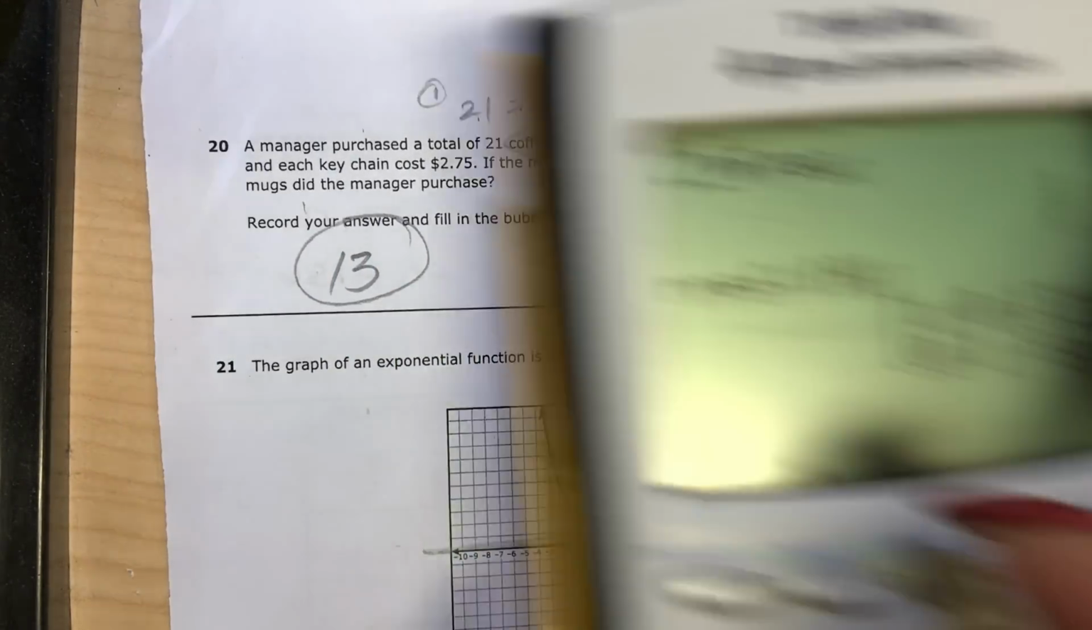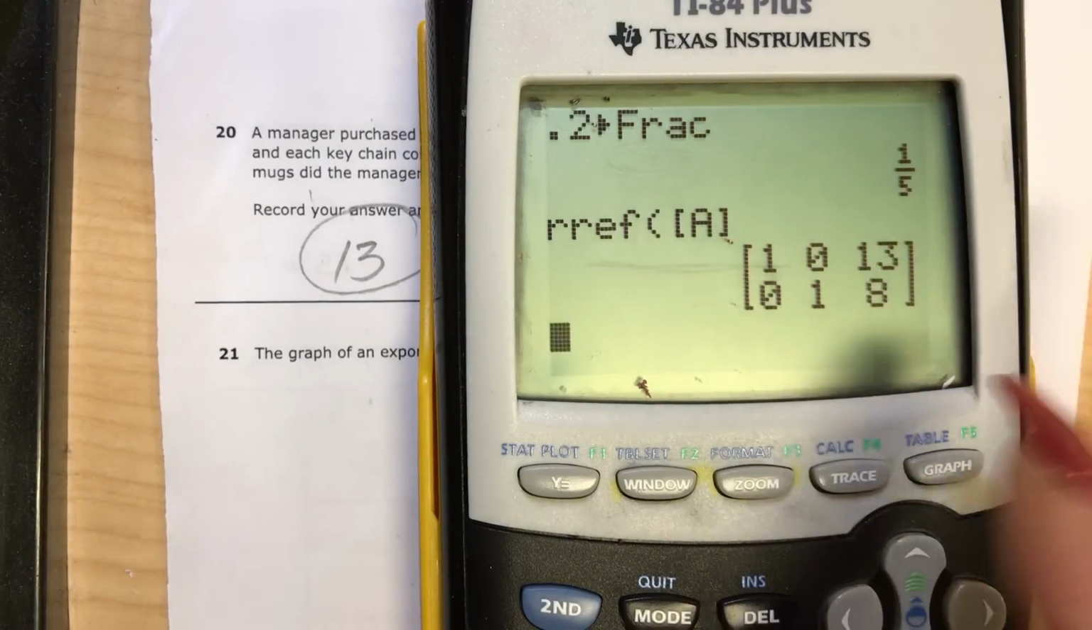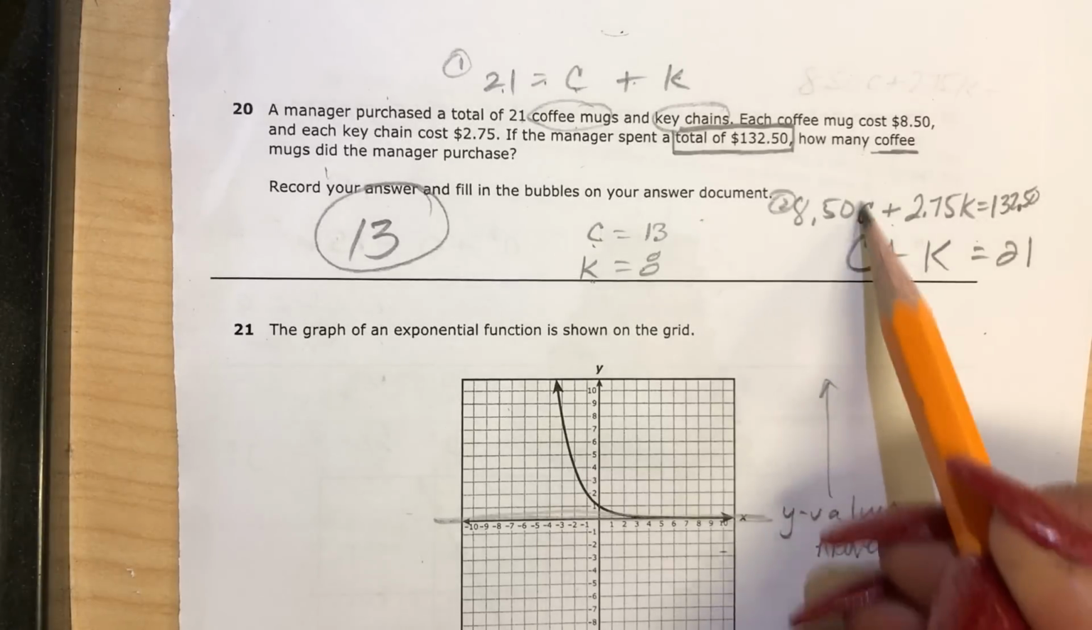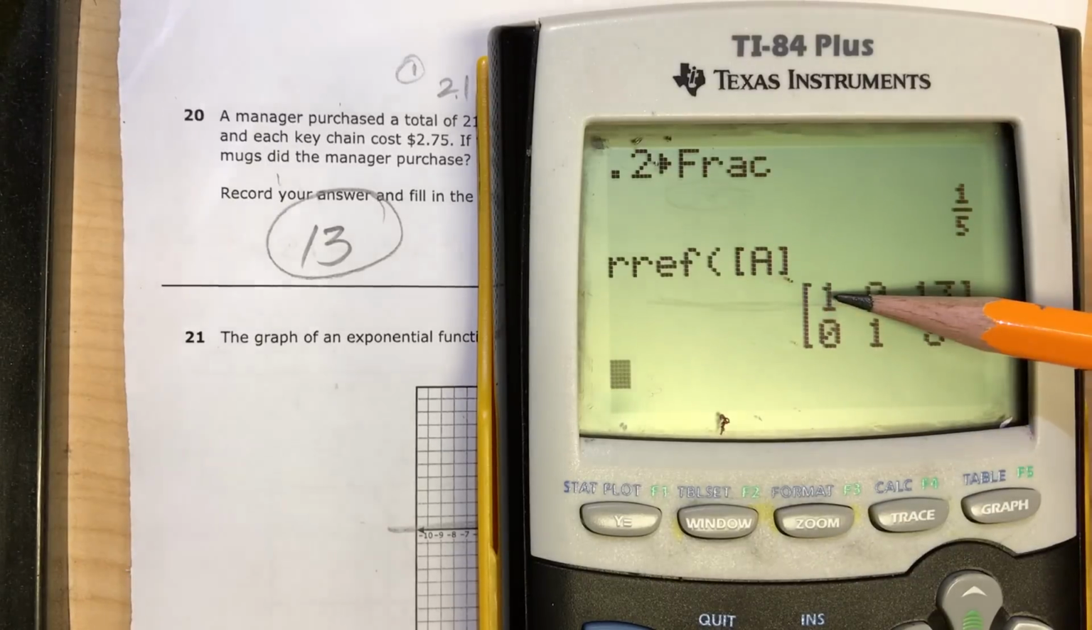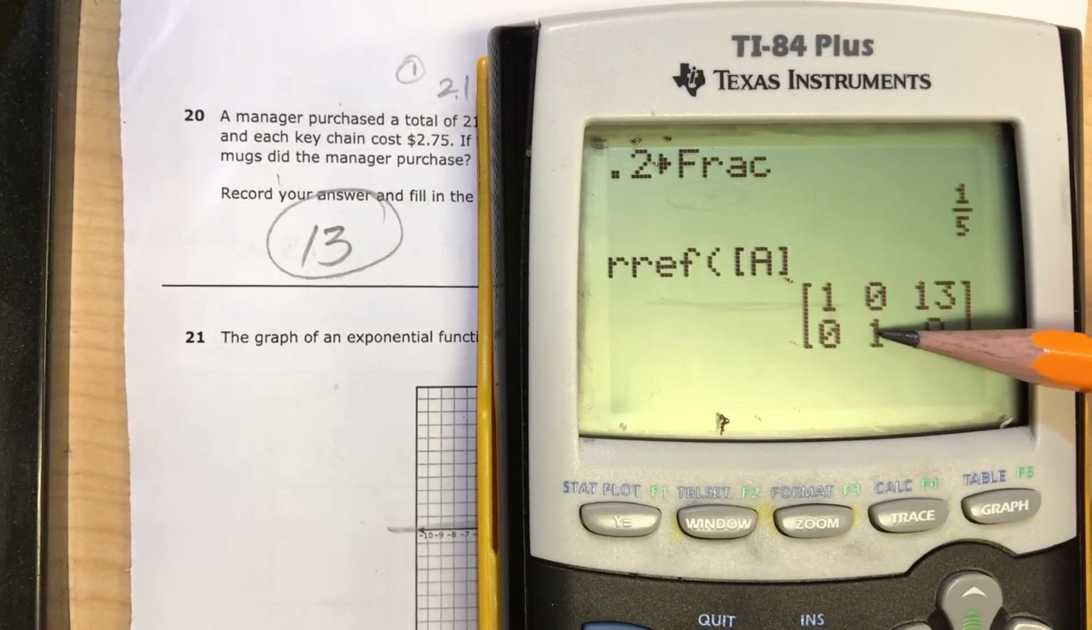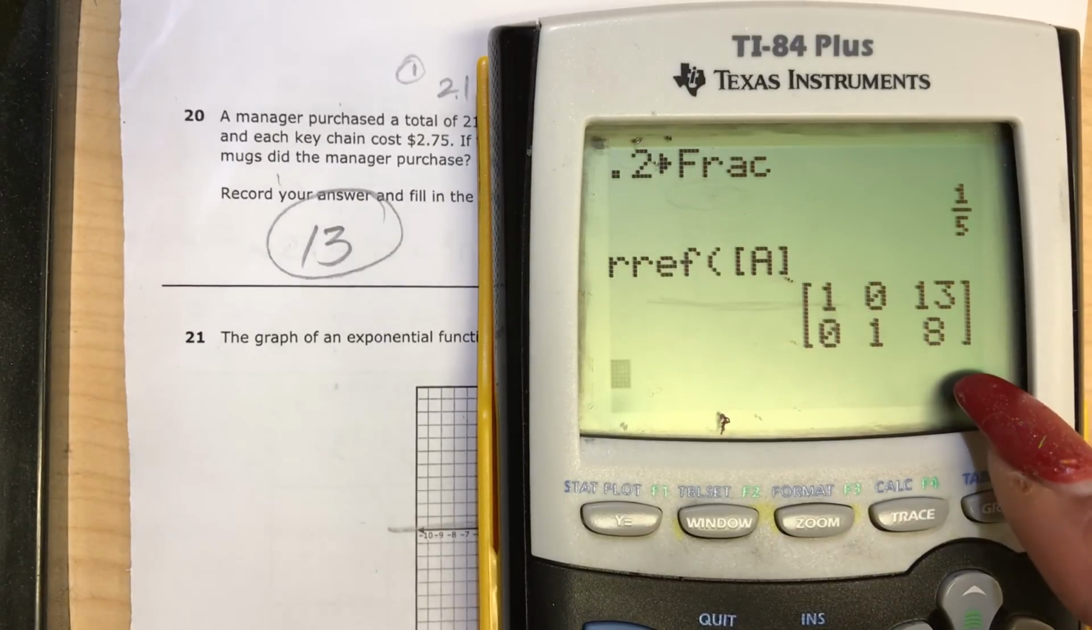One more time. I put C in this column right here. C is in the first column. K was in the second column. So this 1 stands for C, this 1 stands for K. So C is 13 and K is 8. You have to be careful because if you choose the answer is 8, you will get it incorrectly.